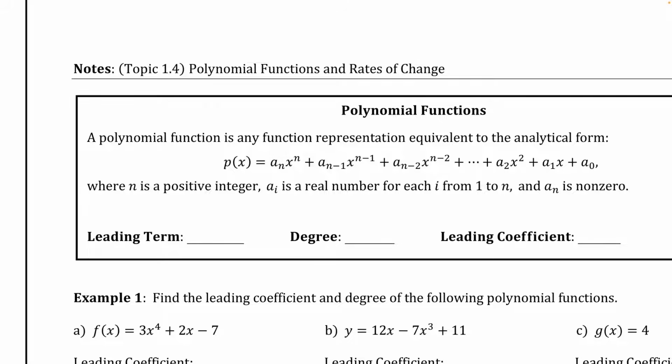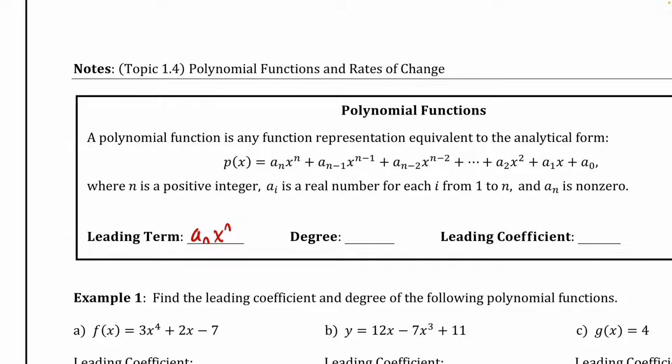So if this is the polynomial, what is the leading term? Terms are separated by pluses or minuses. So what's the first one? A subscript n x^n. Write it down. A subscript n and then x to the power of n. That is the first term. We call that the leading term.